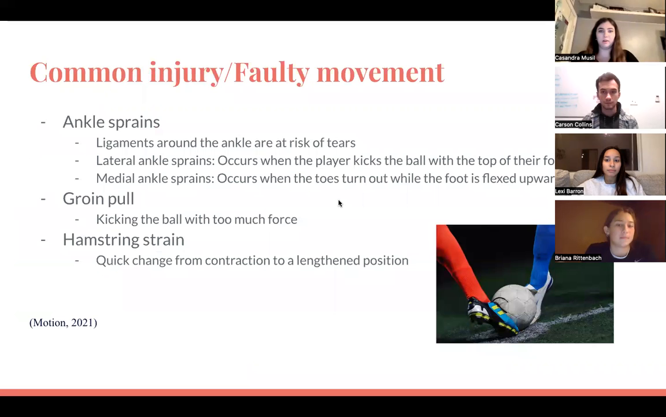Okay, so some common injuries that result from faulty movement can include ankle sprains. The ligaments around the ankle are at a common risk of tears because of the motion. Lateral ankle sprains can occur when the soccer player kicks the ball with the top of their foot. Medial ankle sprains occur when the toes turn out while the foot is flexed upward. A groin pull can occur when the soccer player kicks the ball with too much force, and a hamstring strain can occur due to the quick change from contraction to a lengthened position.